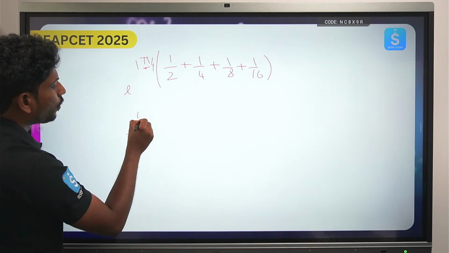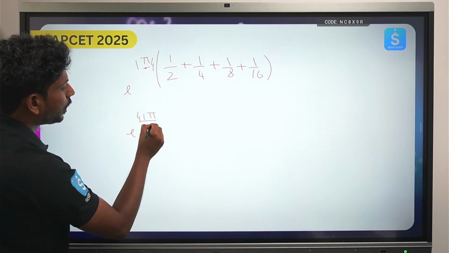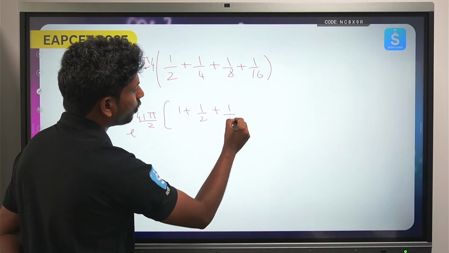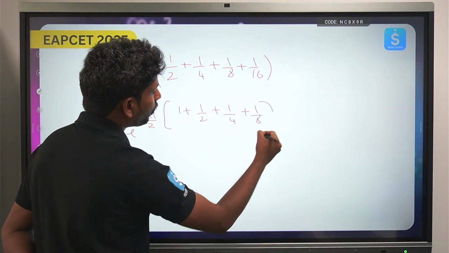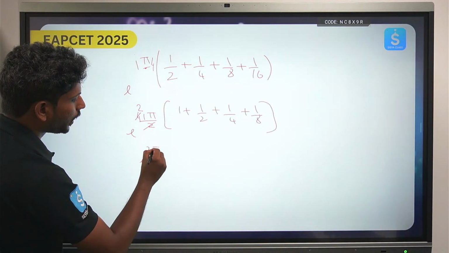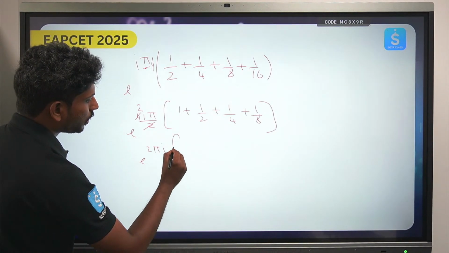e power 4 i pi by, I can take 2 common, so this will become 1 plus 1 by 2 plus 1 by 4 plus 1 by 8. So what will be the LCM? That will be 8. So that will become e power 2 pi i.